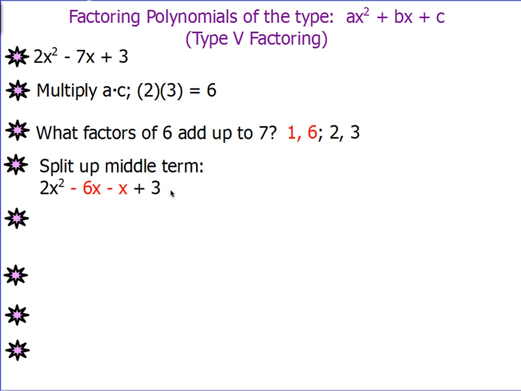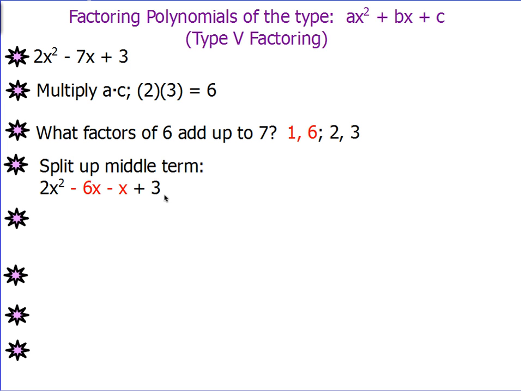So now I have 4 terms. And that's where type 4 factoring comes in, which is grouping, which says if I have 4 terms, I can use my grouping method, which basically says group these into 2 different pieces and factor each one separately, and then come back and factor them together. Let's see what I mean by that.